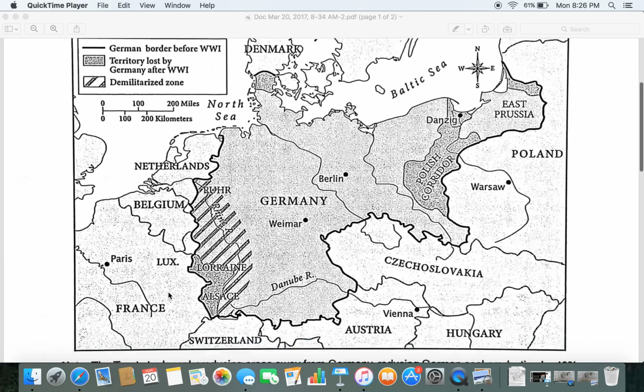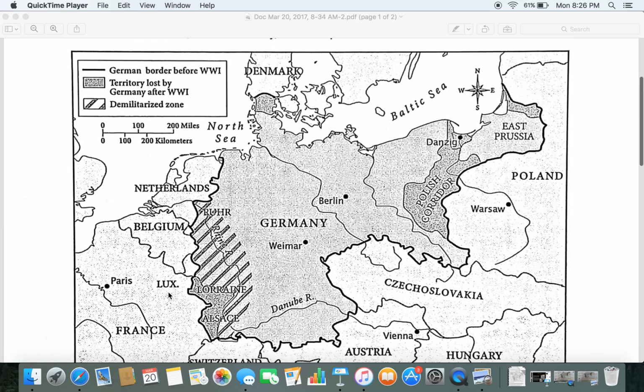So with that being said, let's go ahead and talk about the major pieces of this map and what is going on in this map. So before World War One breaks out, Germany is big. It takes up a big portion of Europe. Their empire is big, and they have a lot of land. They have a lot of power. But after they lose World War One, they're going to lose a lot of that land.